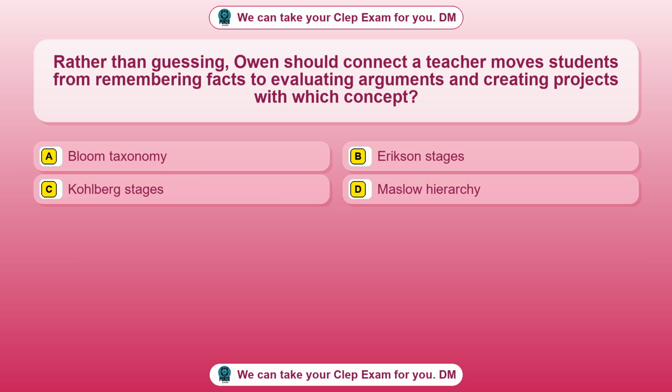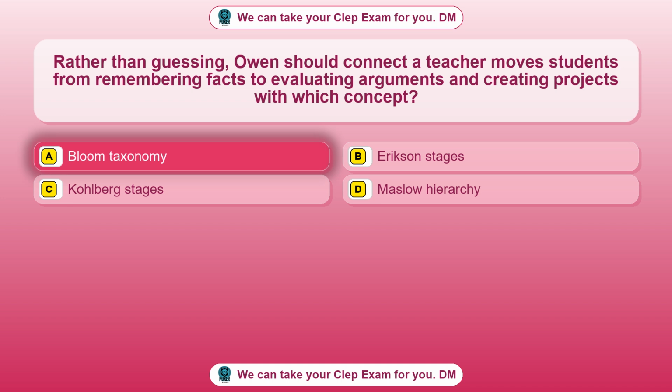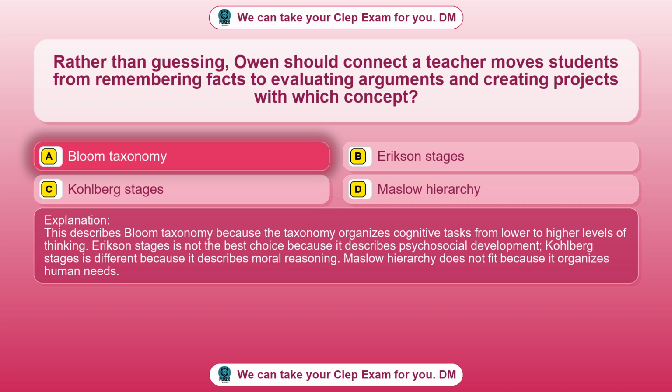Question 61. Rather than guessing, Owen should connect a teacher moving students from remembering facts to evaluating arguments and creating projects with which concept? Option A, Bloom's taxonomy. Option B, Erikson's stages. Option C, Kohlberg's stages. Option D, Maslow's hierarchy. The correct answer is option A, Bloom's taxonomy. This describes Bloom's taxonomy because the taxonomy organizes cognitive tasks from lower to higher levels of thinking.